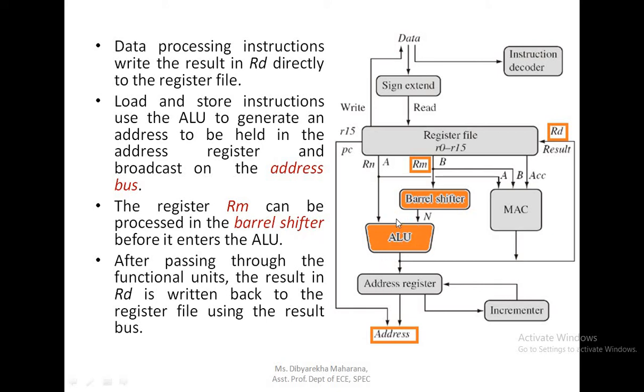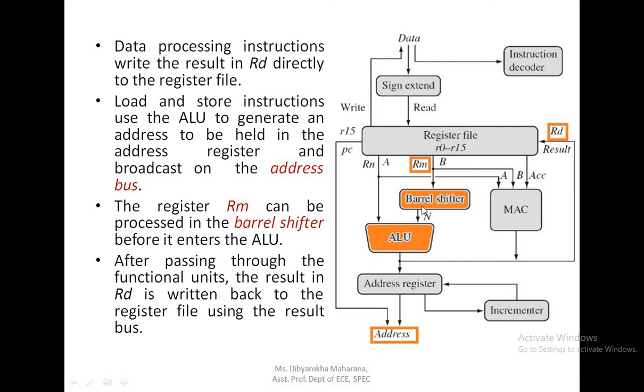So here you see the result from the ALU is going to be added to the register file again, and the address is going to be stored in the address register, which is going to be written on the address bus. The register Rm can be processed in the barrel shifter before it enters the ALU. Here the barrel shifter is used. The function of the barrel shifter is to do the shifting operation before the operation of the ALU.